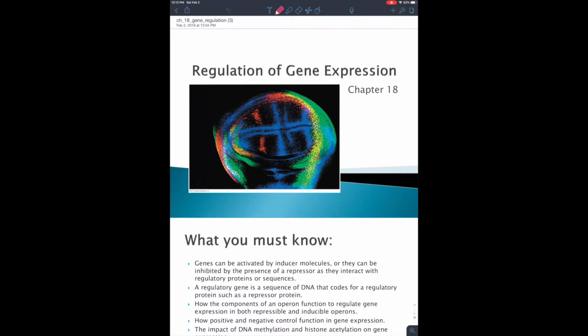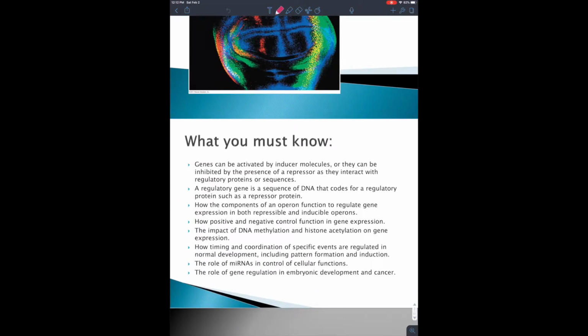I can tell you that free response questions really like to ask about gene expression. So even if you're not going to be completely tested over it in class, you should definitely know the basics and how gene regulation works in eukaryotic and prokaryotic organisms. As always, here's the what you must know.